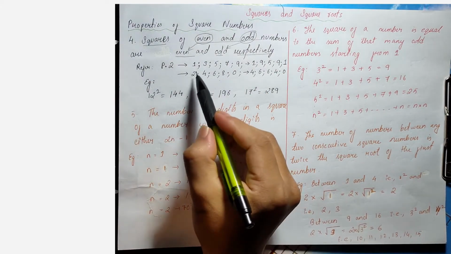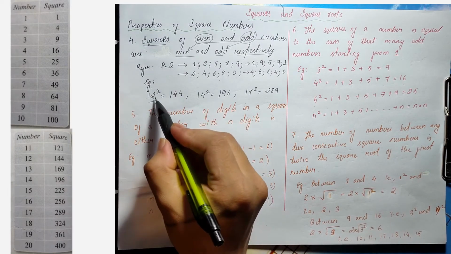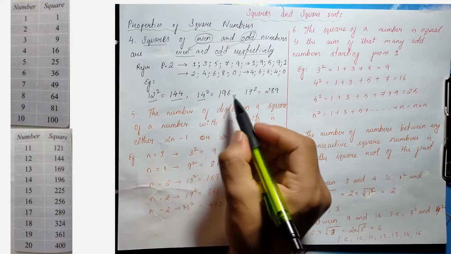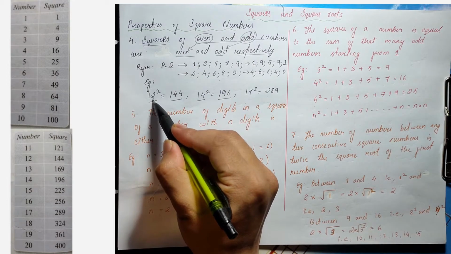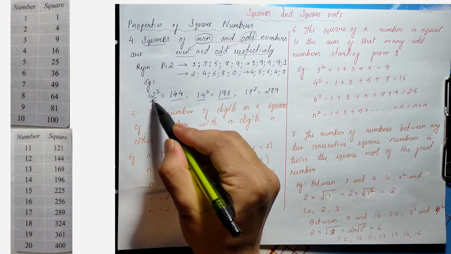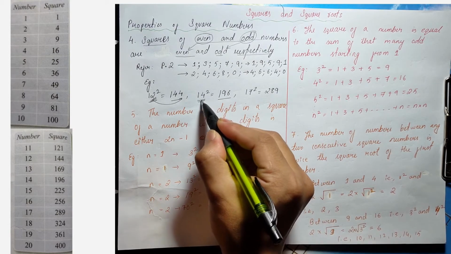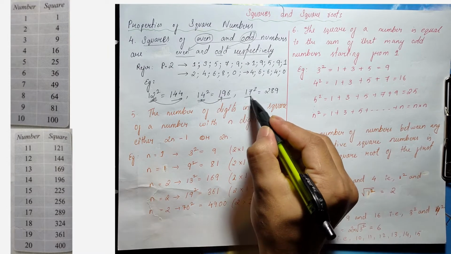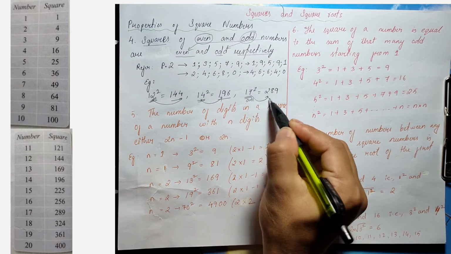For example, the square of 12 is 144. The square of 14 is 196. So the square of 12, which is an even number, is always even. The square of 14, which is even, is again even. But the square of 17, which is an odd number, is odd.